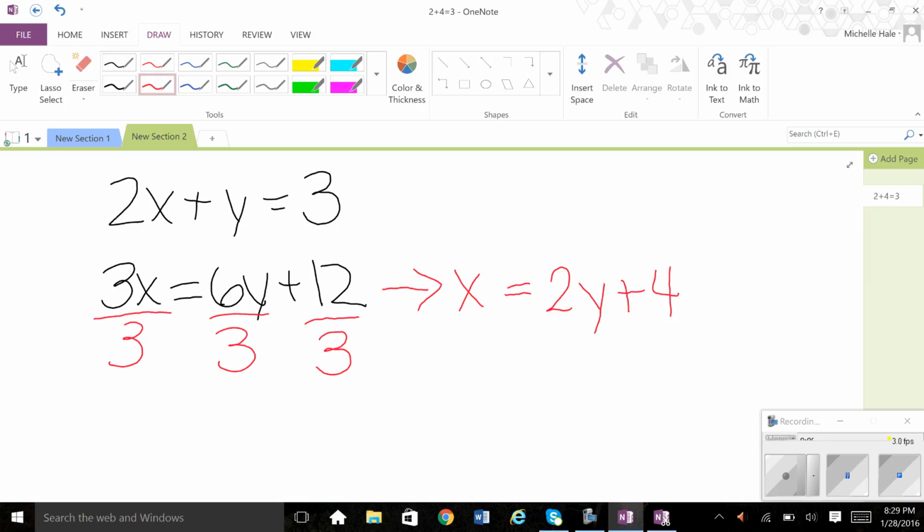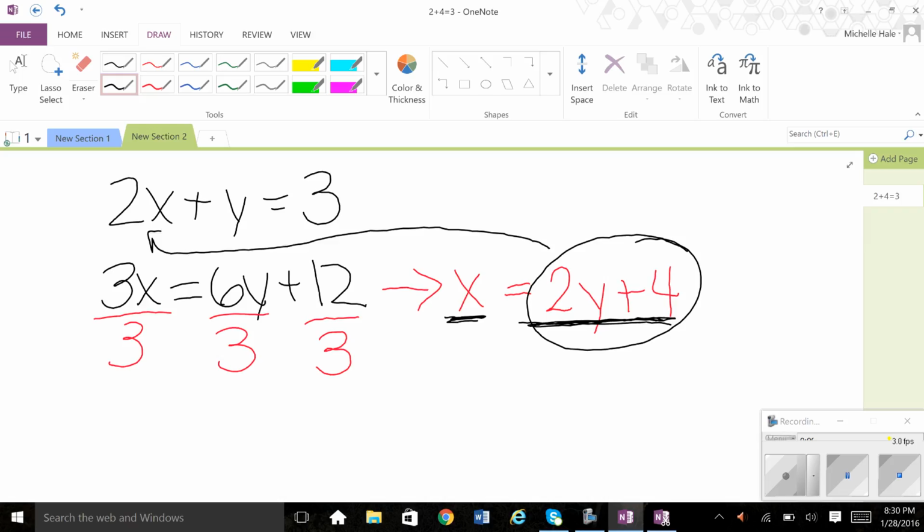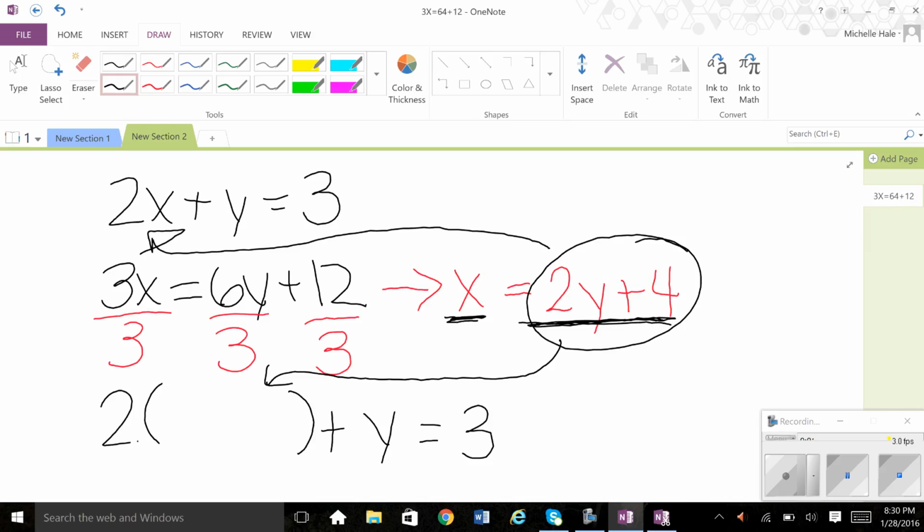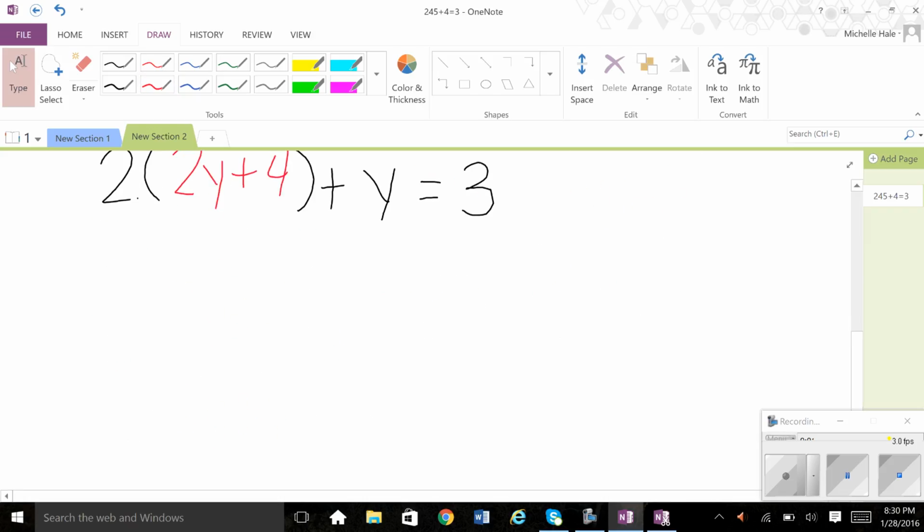Okay? So what we're going to do is, since we have this x equaling this part here, that 2y plus 4, we're going to take this whole chunk and plug it in for x. Okay? So let me write out the first one again. 2, and then instead of that x, we'll plug this in here. I'll change the color back to red so we can see it. Plus y equals 3. So let me put that red part in. 2y plus 4, and then I'll move all this down.